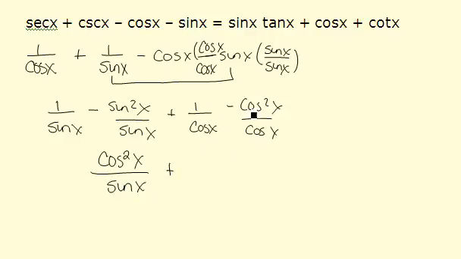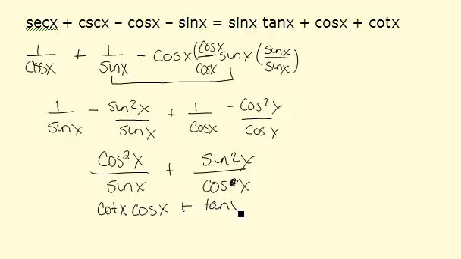I would have 1 minus cosine squared x in the numerator of the other one, which is the sine squared of x, all over cosine of x. We will notice that this is cosine times cosine, so I have cosine over sine, or cotangent of x, times cosine of x, plus sine over cosine, or the tangent of x, times the sine of x, which is just what I needed.